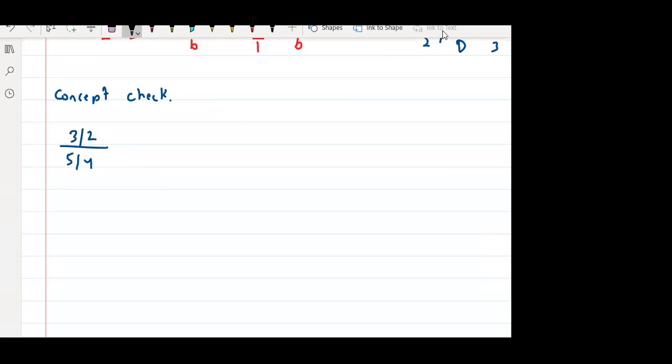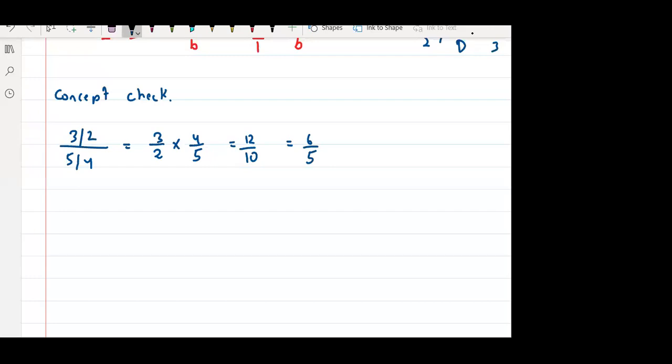Okay. Very good. So see, here 3 by 2 is the numerator, and this is the denominator, right? So the denominator we will write as ulta. So instead of 5 by 4, I'll write the ulta of the denominator, which is 4 by 5. So either it is 12 by 10, or it is equal to 6 by 5. Did you understand?